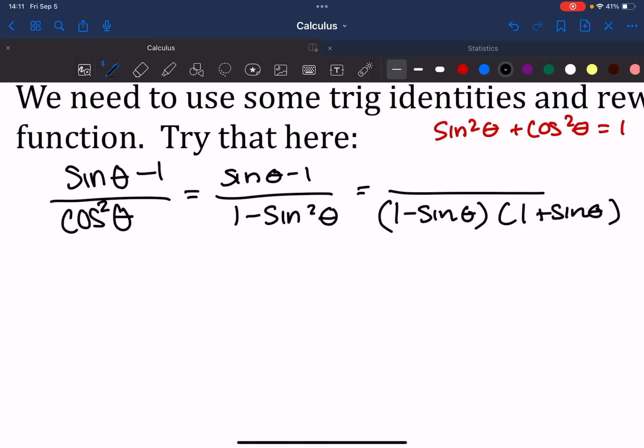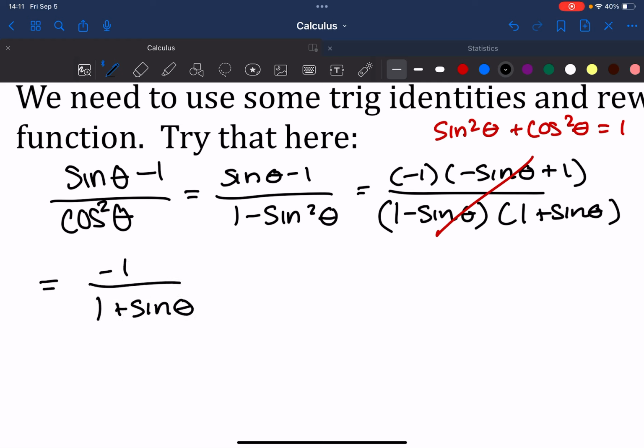Now here is where I'm going to look at my numerator and see what I can take out so I can end up canceling something from both the numerator and the denominator. Well, if I take out a negative 1, I'm left with negative sine theta plus 1, which is the same as saying 1 minus sine theta. So these would cancel out, and I'm left with negative 1 over 1 plus sine theta.